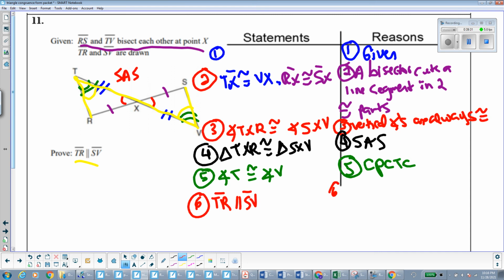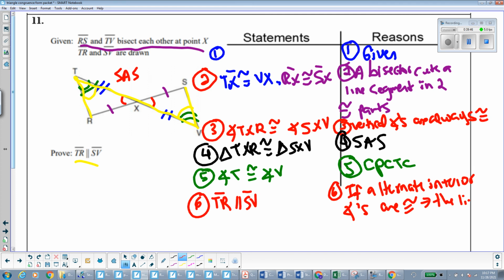And my reason is going to be if alternate interior angles are congruent, then the lines are parallel. You can word that any way you want. Just make sure that you mention that the fact that we have congruent alternate interior angles here is why the lines are parallel to each other.